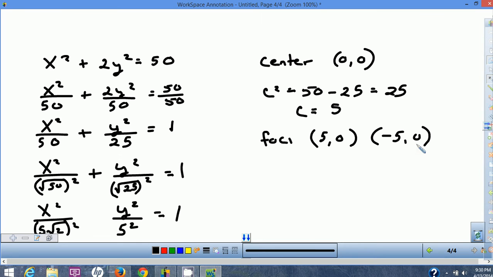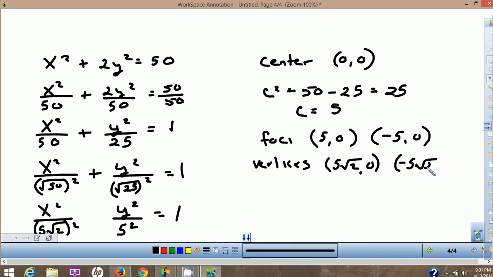What about the vertices? Well, remember that we're going left and right, and we are going the distance that is underneath your X. So my vertices going left and right are at 5 square root of 2, 0, and negative 5 square root of 2, 0. I need to graph that. If you needed to graph that, just go through and put the points on.